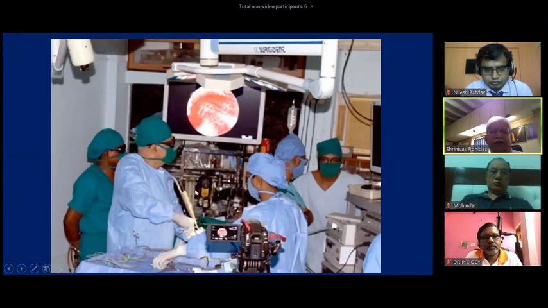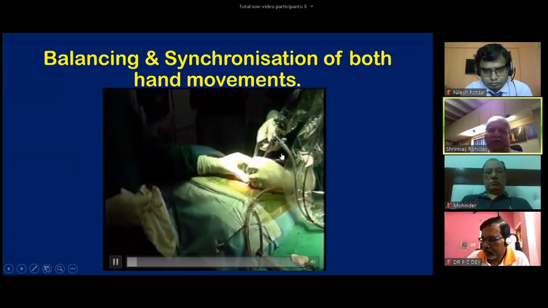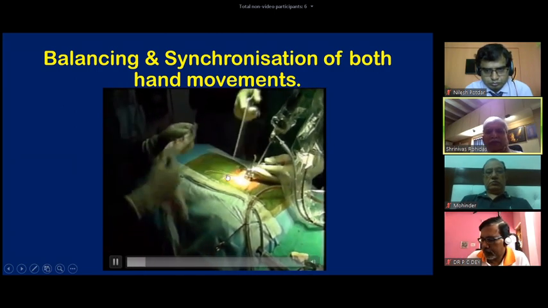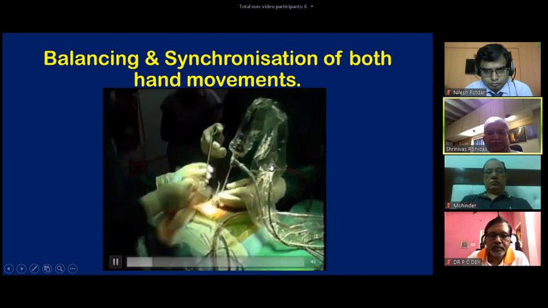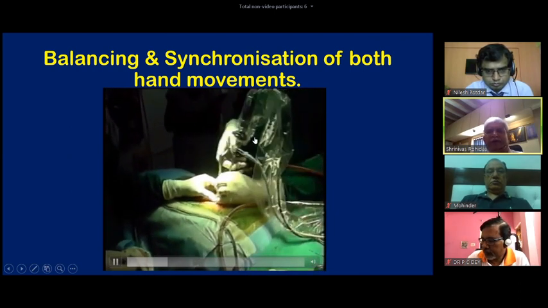This is the 3D endoscope. We are using it since 2017. Now you can appreciate the movement of the outer tube and inner tube. This was in 2004, a single chip camera.